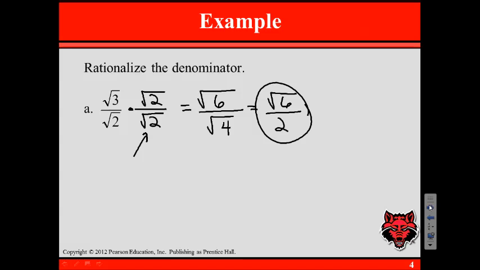Anytime you multiply a square root times itself, the square root falls off. The square root cancels out. We're left with just the radicand, just what's underneath.